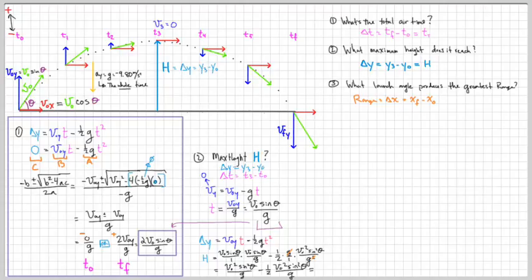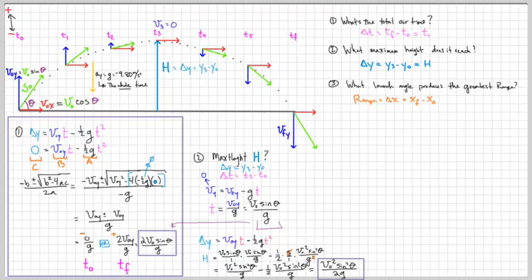So what does that leave me with? It leaves me with 1/2 v naught squared sine squared theta over g. Or as we'll be used to seeing it and writing it, v naught squared sine squared theta over 2g. That's my maximum height. We can think about that physically.